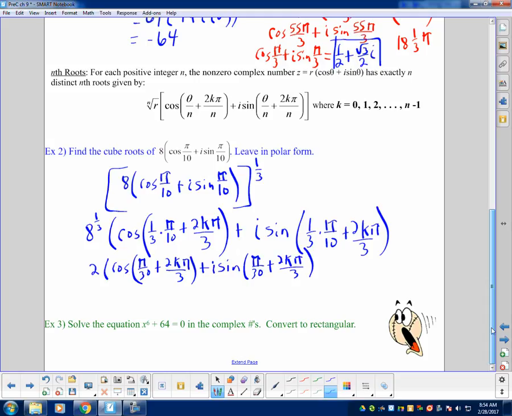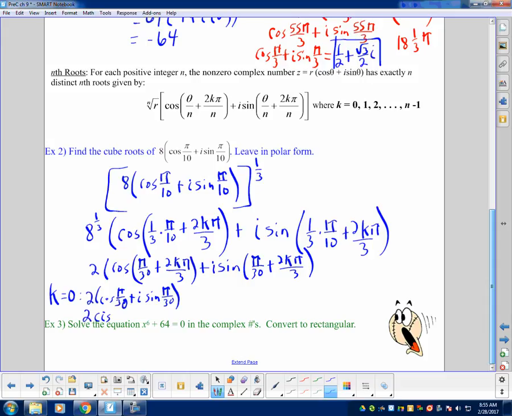So now when k equals 0, okay, what's my answer in polar form when k equals 0? Just pi over 30. So we'll just write it as 2 cosine pi over 30 plus i sine pi over 30. What is this short thing? Cis, yeah, you could write it as 2 cis pi over 30.